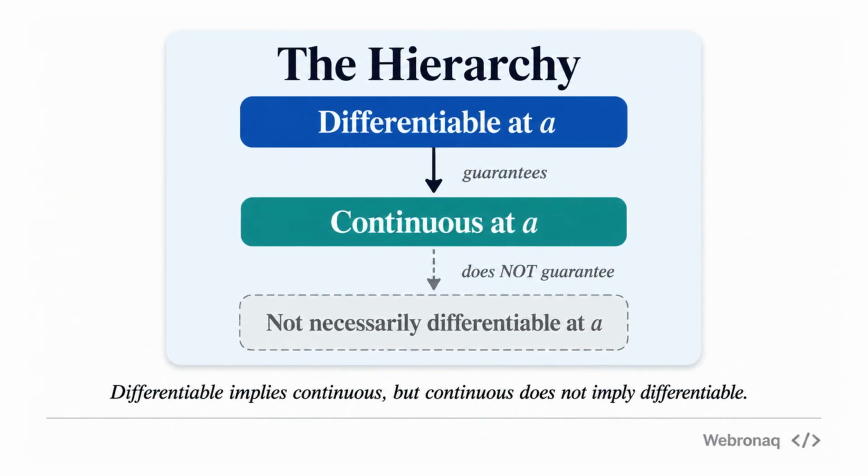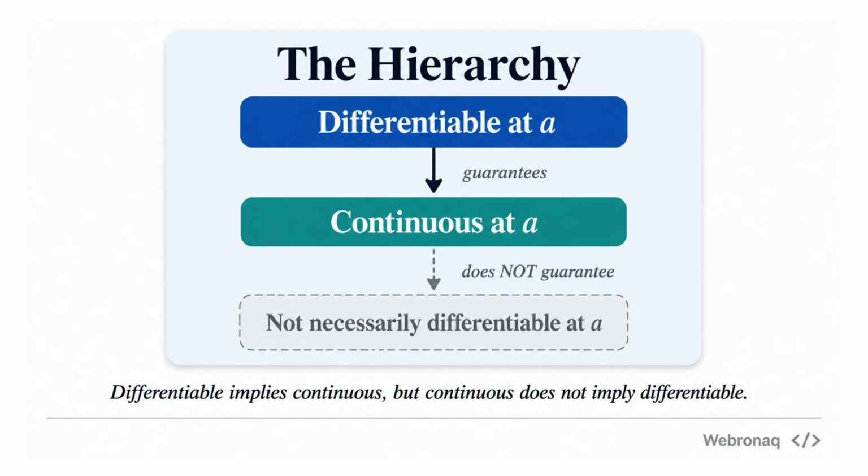Let's bring it all together. Every differentiable function is continuous, but not every continuous function is differentiable. Differentiable is the stricter condition. It demands smoothness, a unique well-defined slope, not just the absence of breaks. Continuity is the floor. Differentiability is a higher bar.